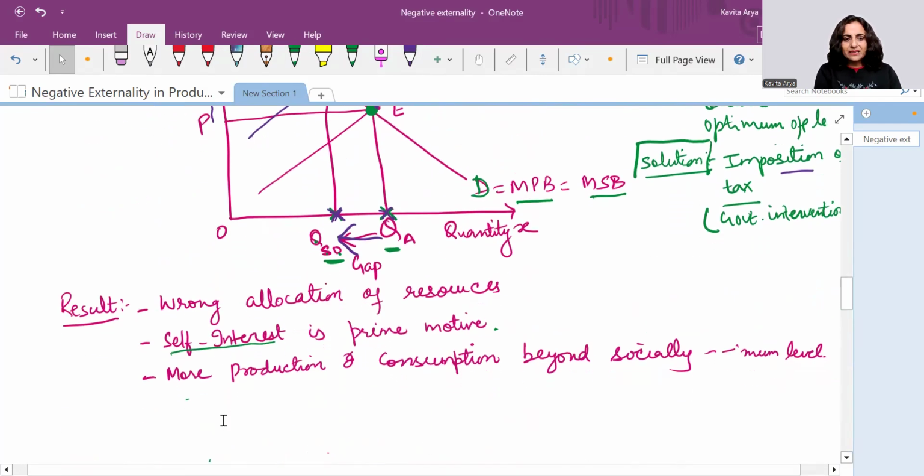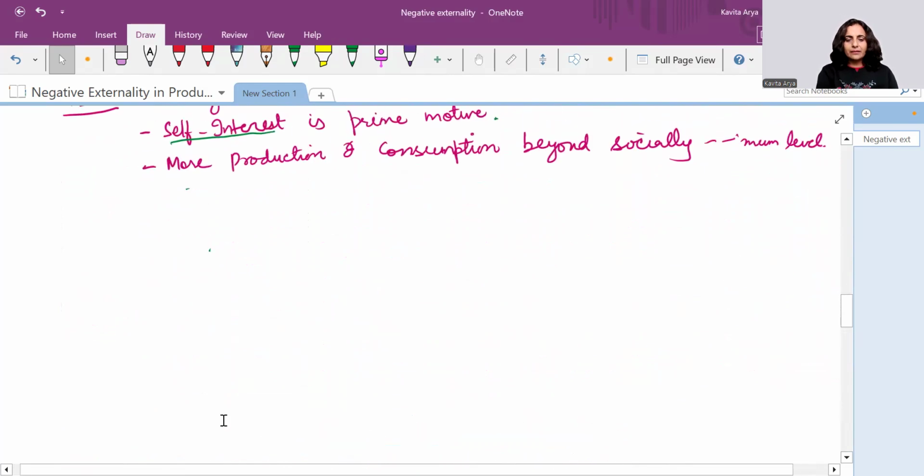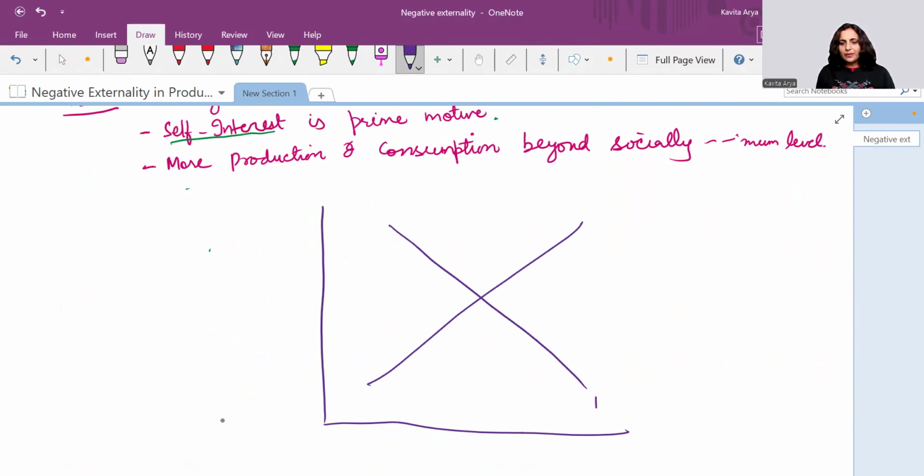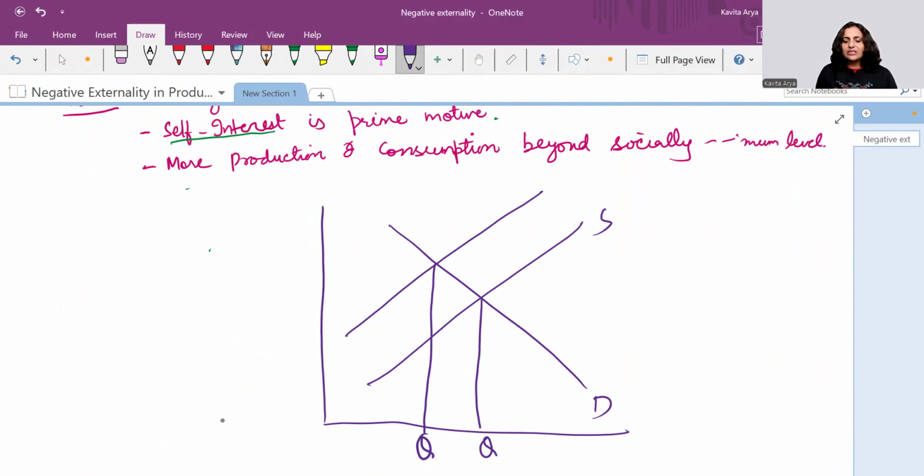Just let me explain the same in another diagram in a very fast manner. So this is our basic structure of demand and supply, but because it has a negative externality, the desired level of output was not this. The desired level of output was this. So this was the socially desired or socially optimum level of output.